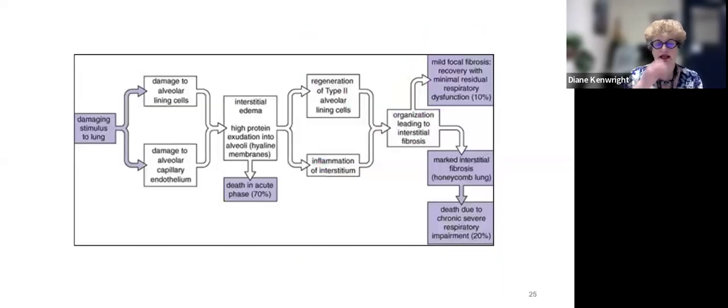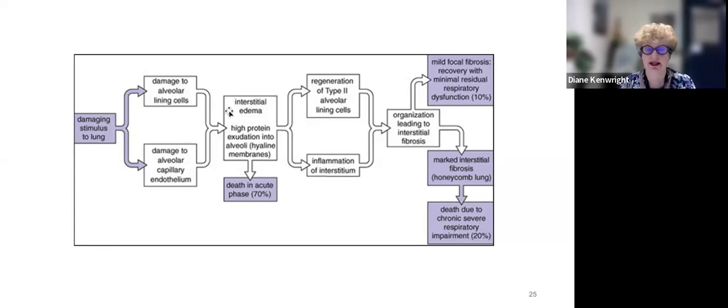Let's have a look at a flow diagram about this. There's a damaging stimulus to the lung, like shock, toxic drugs, or a bad transfusion, and it does two things. It damages the alveolar lining cells and the alveolar capillary epithelium, which leads to interstitial edema and the exudate. Now, this is so bad that there is death in the acute phase in 70%.